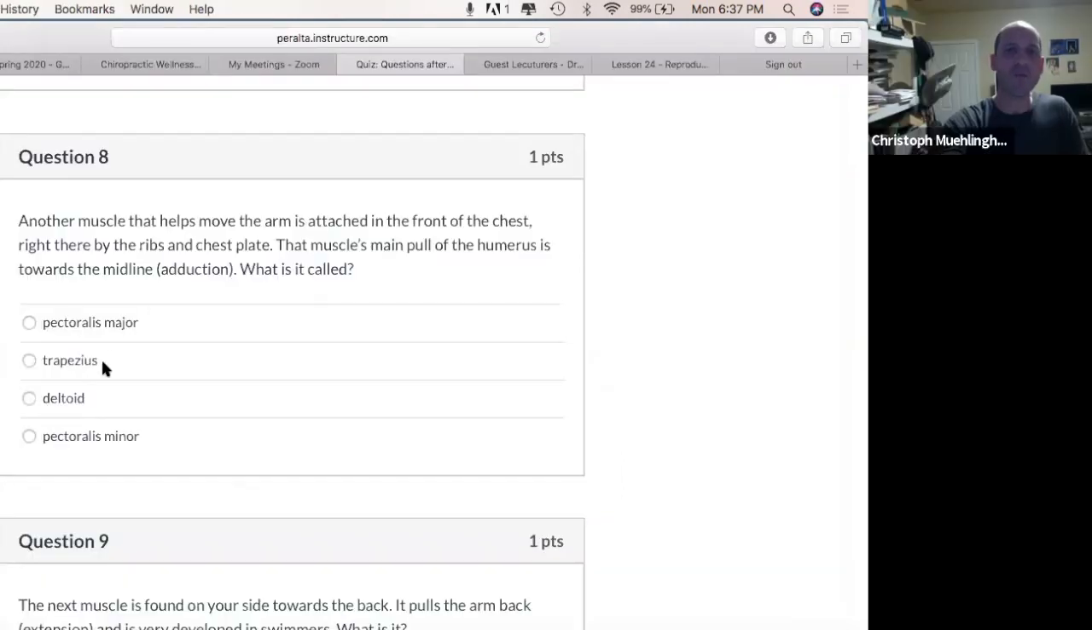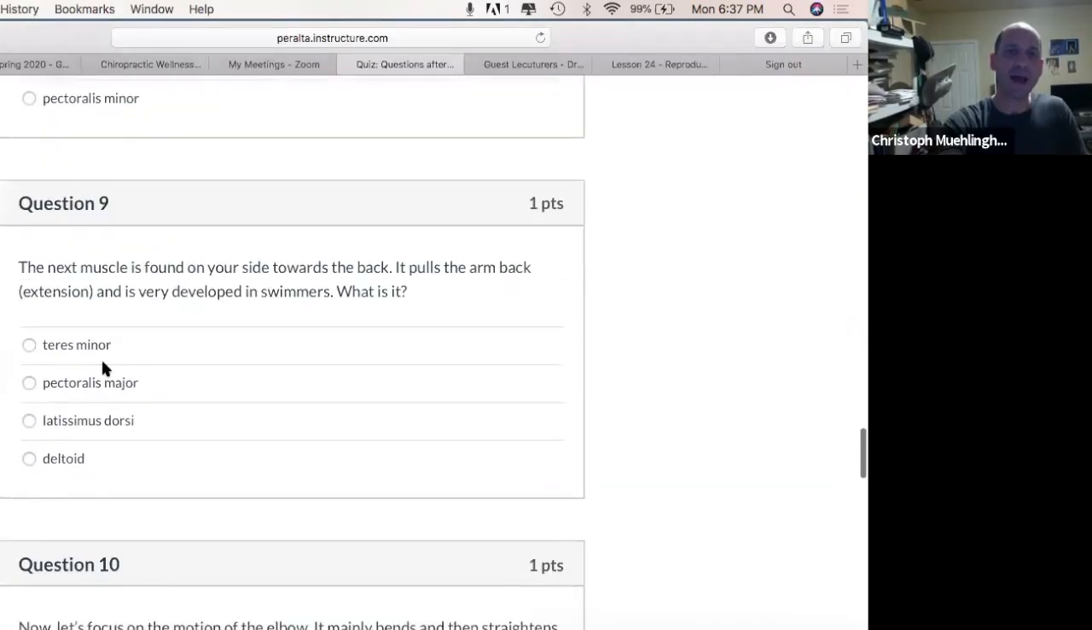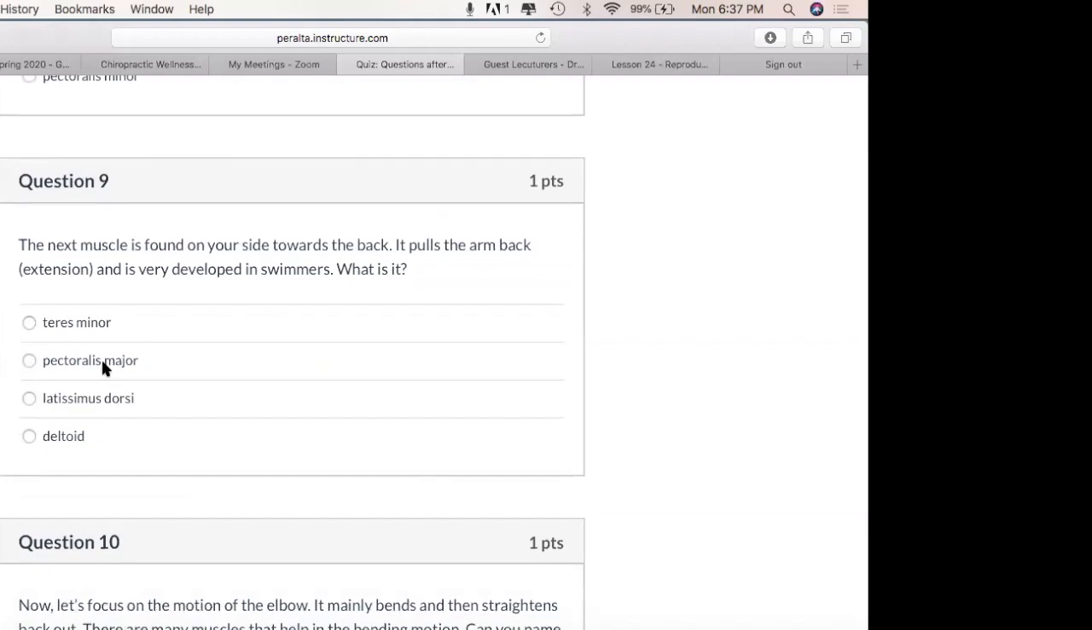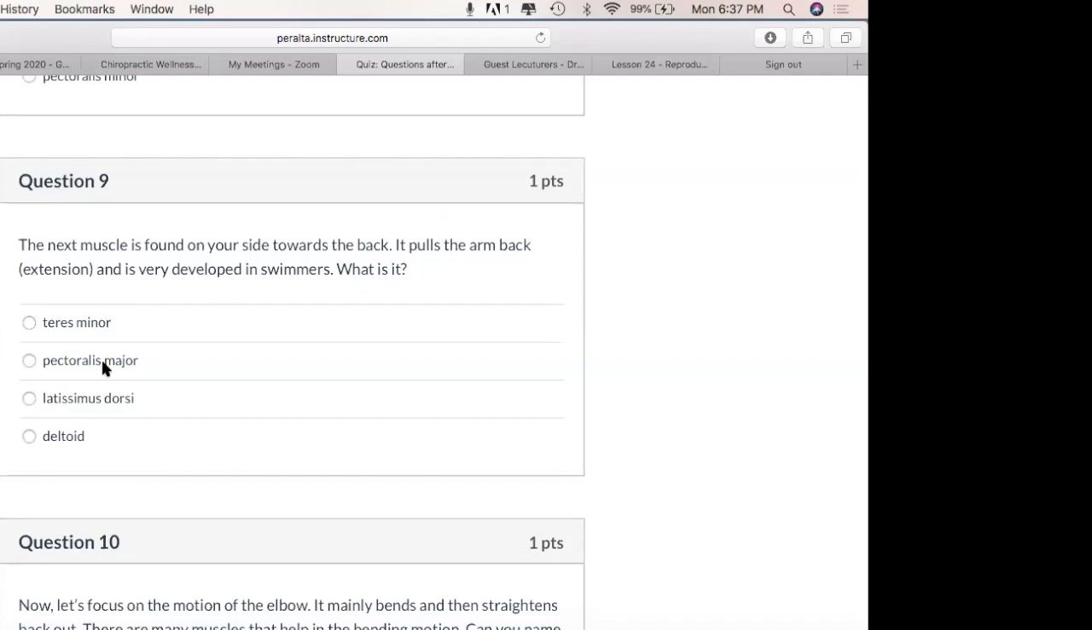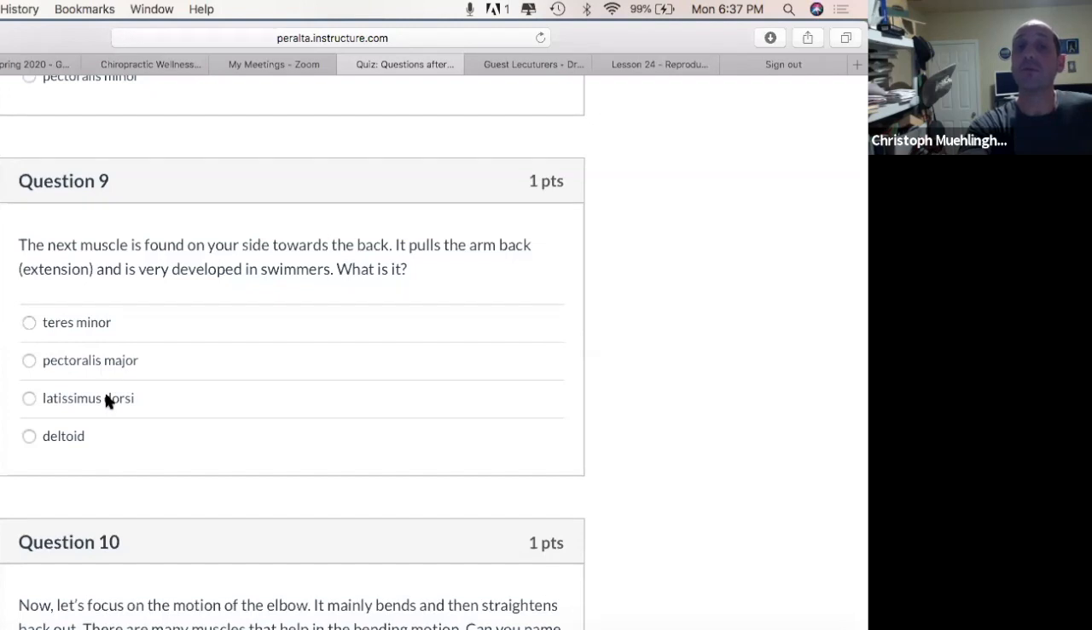And then I think we have one more question, and that's the one in the back. What muscle is that? The next muscle is found towards the back. It pulls the arm back in extension. It is very well developed in swimmers. Deltoid? No, that's the third one. Yes, the latissimus dorsi.